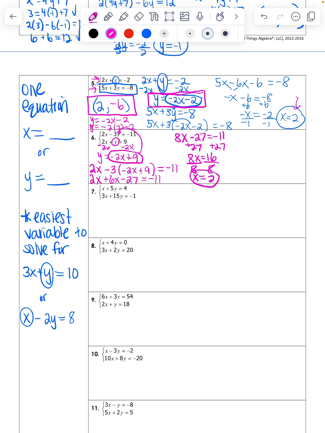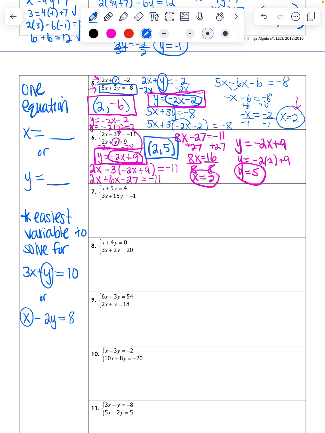Perfect. Y is going to be equal to, let's use this one, negative 2x plus 9. Replace in a 2 for x. Negative 4 plus 9 is 5. So altogether, the final answer would be 2 comma 5.